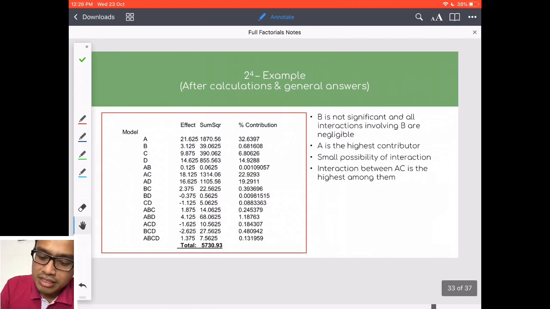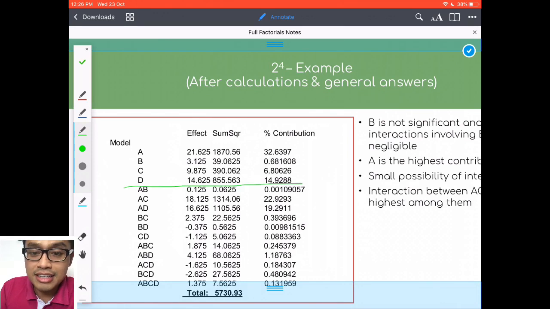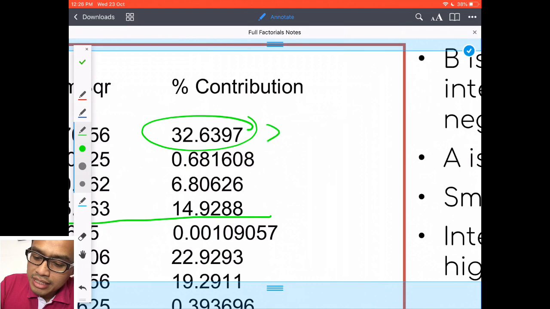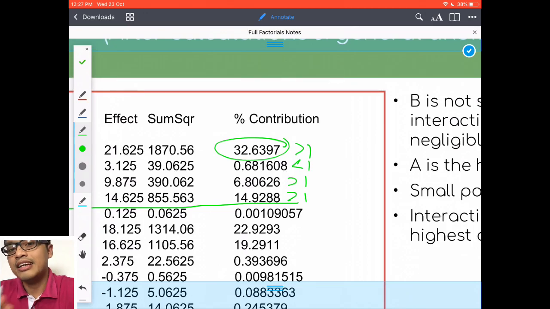Alright, let's talk about this. You see here A, B, C, D. Which one is your main factor? The biggest contributor, 32%, which is the temperature. The higher the temperature, the higher the filtration of resin. Good. And then you can see this is more than 1, less than 1, more than 1, more than 1. What is less than 1? It's pressure. So it's less likely pressure is going to affect this experiment.